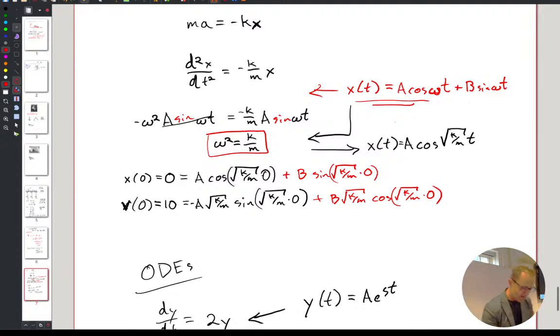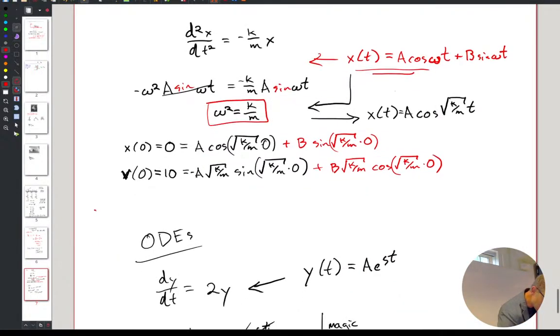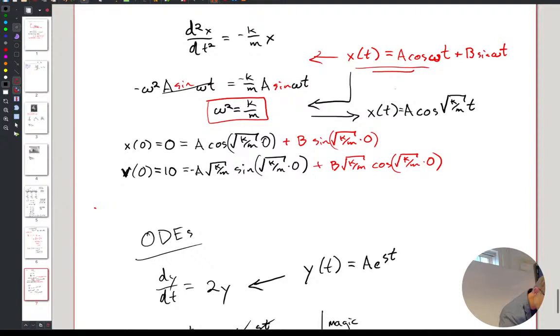But anyway, now, what is A and what is B? We figured out the first round that A had to be 0. So what is B so that we can get both initial conditions: initial position is 0, but initial velocity is 10. What are those? Nice. So this one's 0, and this one's 10 root m over k.